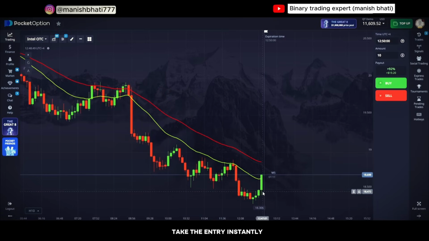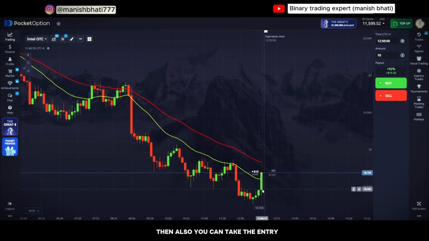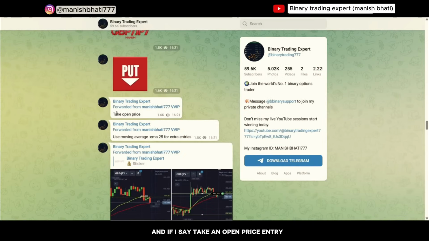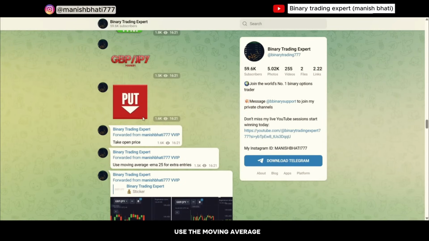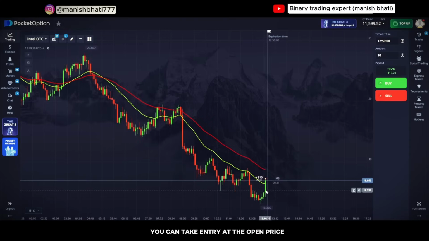Take the entry instantly. If I give a trade for a downside and the candle is already up, then you can take the entry now when you open the chart. If the candle is already down, then also you can take the entry. And if I say take an open price entry, use the moving average, it is the same as I explained in the free group signal. You can take entry at the open price when the candle starts.